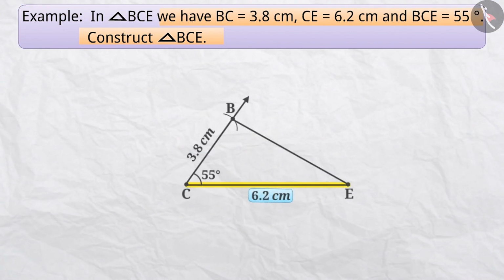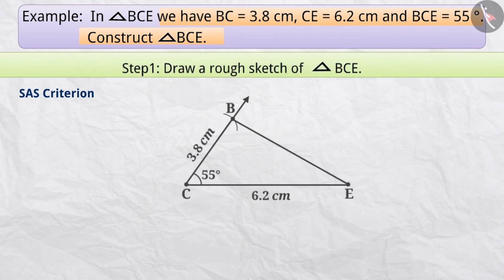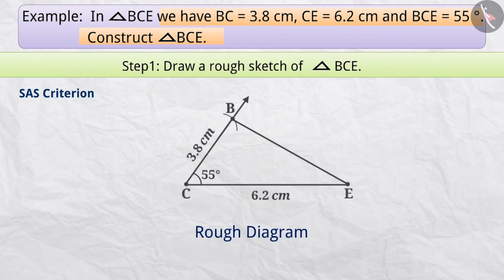CE is equal to 6.2 cm. Angle BCE is equal to 55 degrees. BC is equal to 3.8 cm. Since we know the lengths of two sides of the triangle and the measure of the angle included between them, angle C, we can construct triangle BCE using the SAS criterion. Step 1. First, we draw a rough diagram with the given measures. This helps us to determine the procedure in construction.